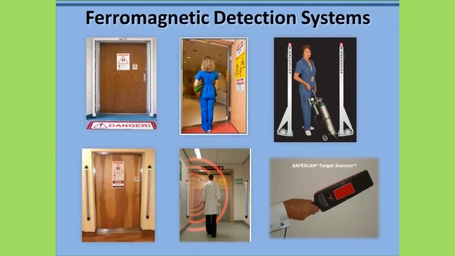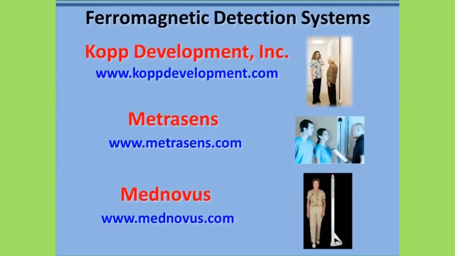While the use of a ferromagnetic detection system may be a great tool to help with screening, keep in mind that you still must conduct a thorough and comprehensive screening procedure on patients and other individuals before allowing them into the area of the MR system. Currently, there are 3 major manufacturers of ferromagnetic detection systems: Top Development, Metrosense, and MedNovus.